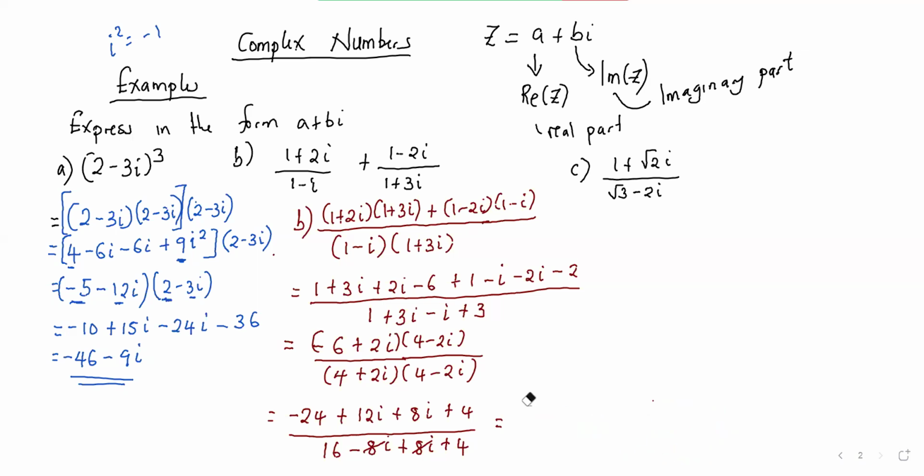Okay, let's go back a bit. Let me pick it from here, since I'm not getting it clearly. Okay, so we're saying negative 24 plus 4, that's negative 20. And then 12i plus 8i, that's positive 20i. And then over 16 plus 4, that's 20. So we're getting minus 1 plus i. This is what we have actually, which is correct now.